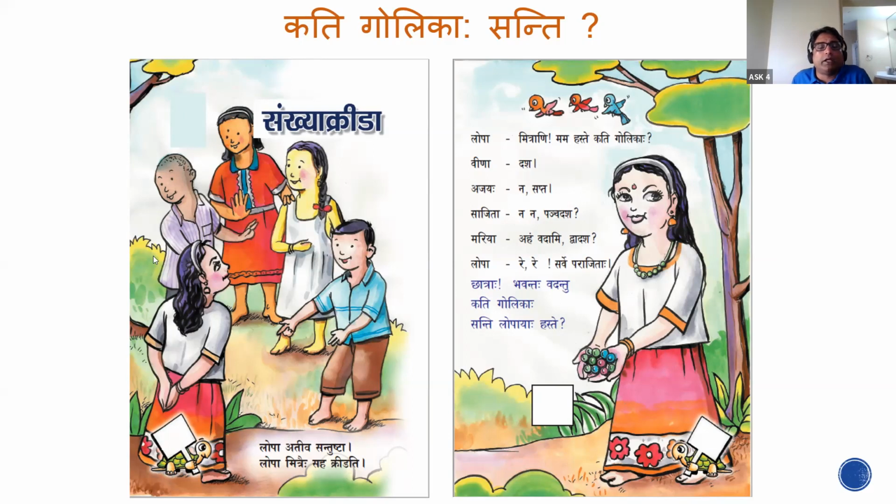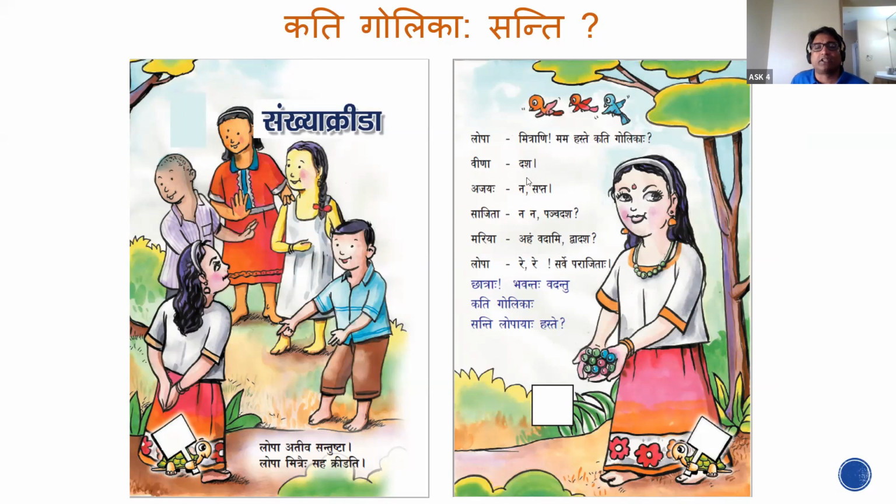Also, when you see any prose and poetry, these are because of this, even though I don't know the rule, I get it. These are the reasoning behind it. Okay, Lopa, Mitrani. So this is very familiar, right? Mitrani is calling, hey Mitrani. Mama haste kati golikaha. This again, this is Saptami. Mama haste, in my hand. Hastam haste. Mama haste kati golikaha.